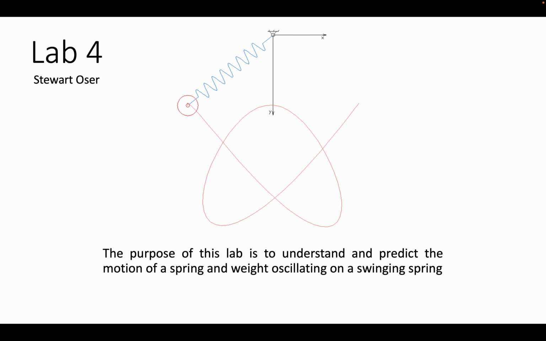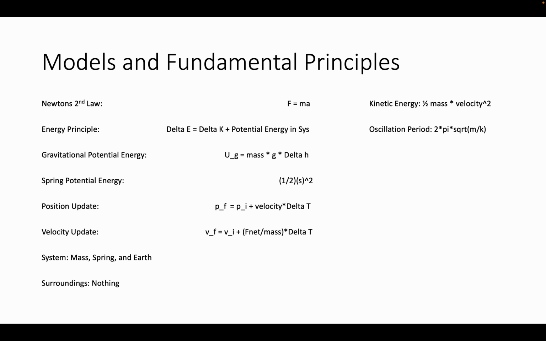The purpose of this lab is to understand and predict the motion of a spring and weight oscillating on a swinging spring. So the models and fundamental principles here are Newton's second law, F equals ma, the energy principle, E equals K plus potential energy in the system, gravitational potential energy, which is mass times gravity times change in height, spring potential energy, which is 1/2 k s squared, the position update formula, Pf equals Pi plus velocity times delta t, the velocity update, Vf equals Vi plus acceleration times delta t.